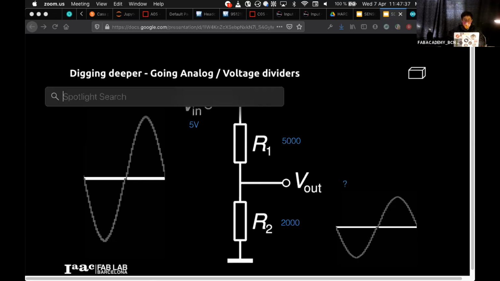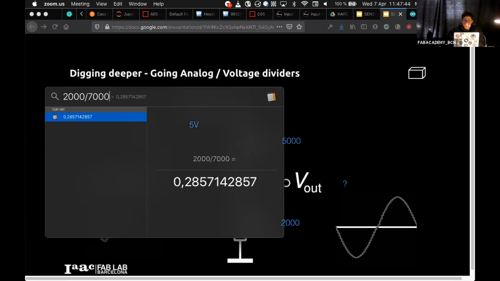2,000 by 7,000 is 0.28. 0.285. And that is voltage.